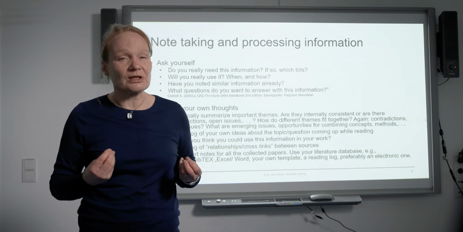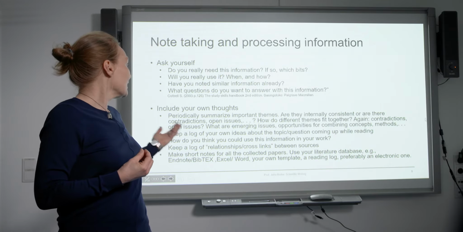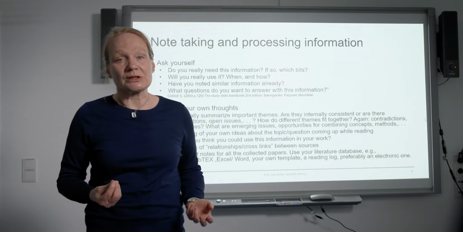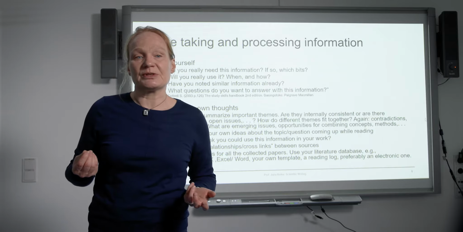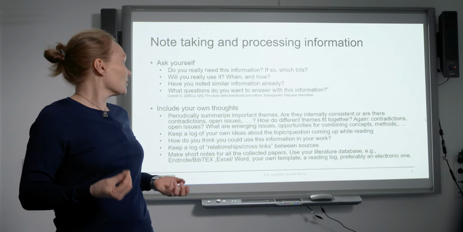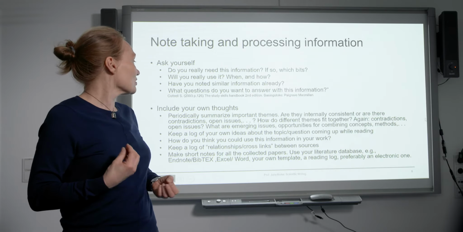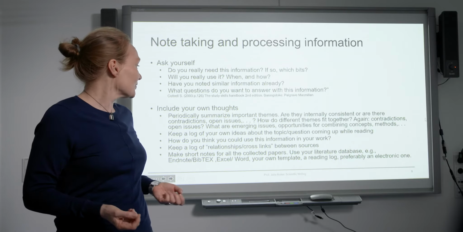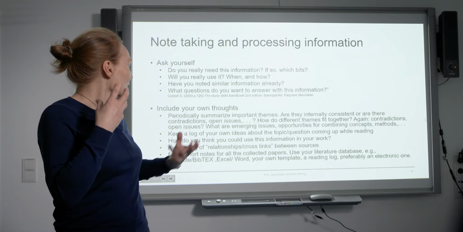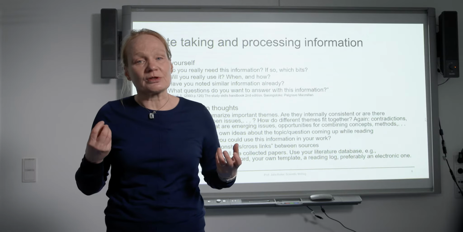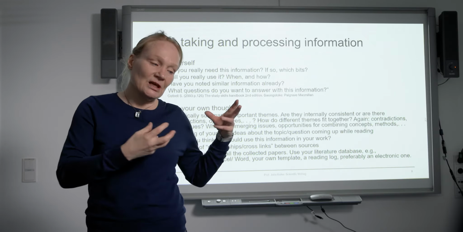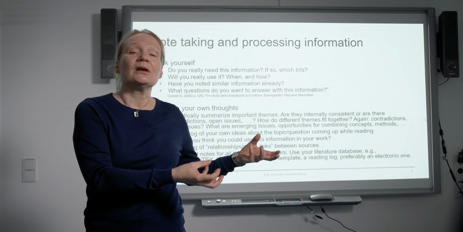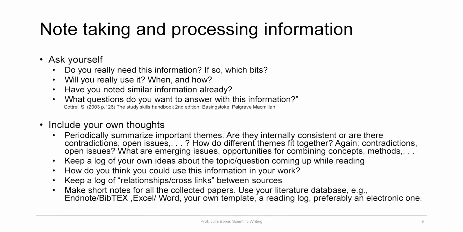So read with a critical mindset. And include your own thoughts, very important again. So periodically summarize important themes. For example, are they internally consistent or are there contradictions, open issues? How do different themes fit together? So this is all these own ideas about the topics question. Those are very important. Imagine a mind map. You're connecting this research that somebody else has done with your research. How do you think you could use this information in your work?